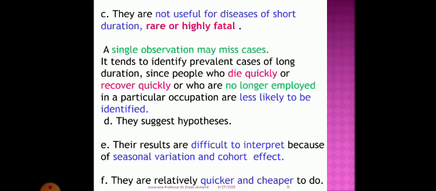It has been mentioned that the results are difficult to interpret because of seasonal variation and cohort effect. Sometimes it is difficult to study seasonal variation among seasonal diseases. For example, allergy has a seasonal variation; it occurs in a certain season. So we cannot use a cross-sectional study to study the prevalence of allergy in the months where there is no allergy. So it is not suitable for diseases which have a seasonal variation.